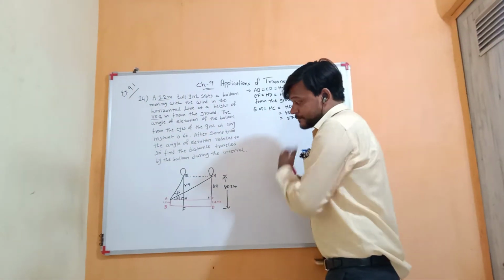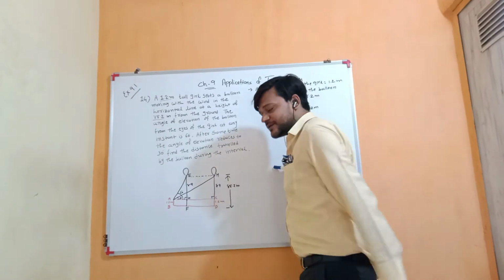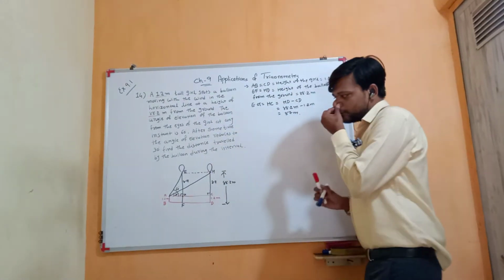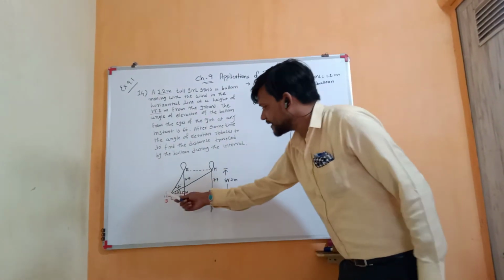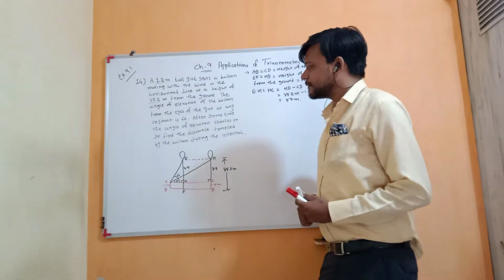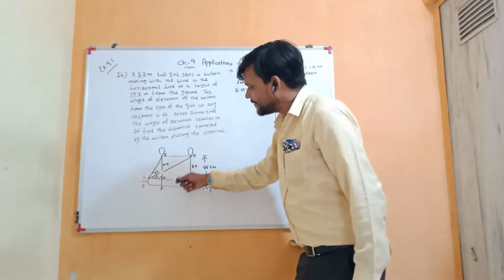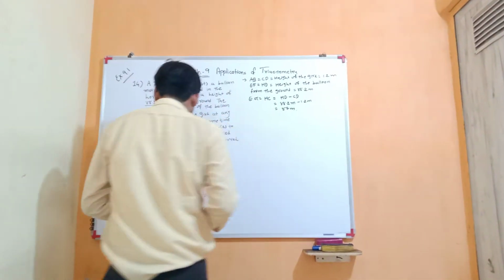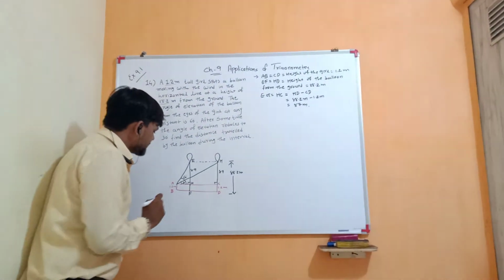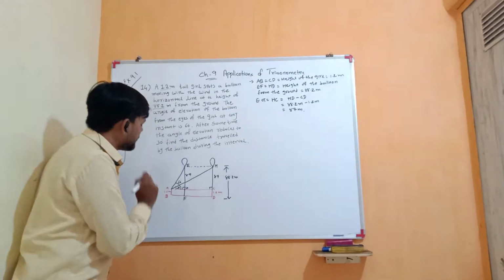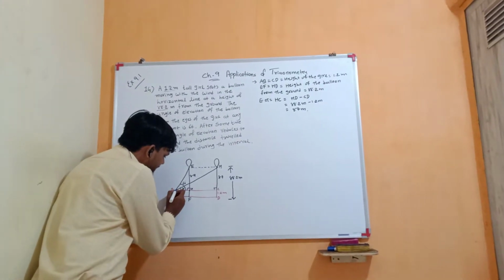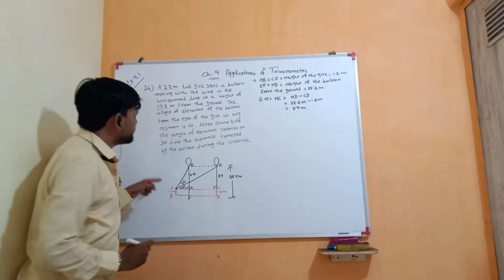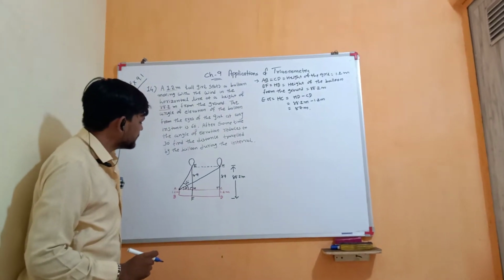Now see, the figure is already given in the question. We will try to explain this. AB represents the height of the girl, right? Where EM represents the height of the balloon from the ground. Now, the angle of elevation is formed from the eye of the girl. That means the point A. Point A represents the eye of the girl, right?